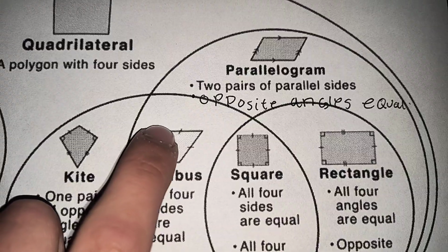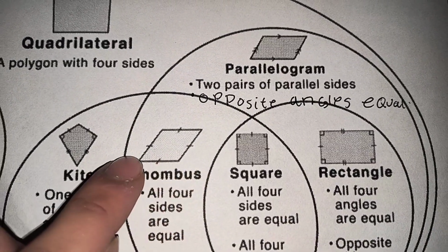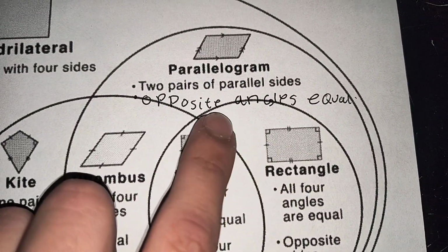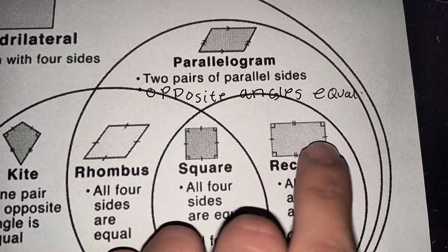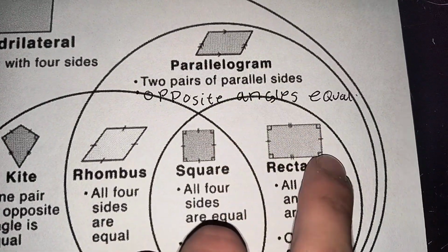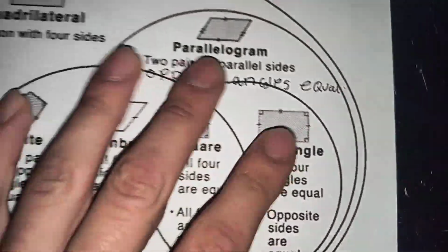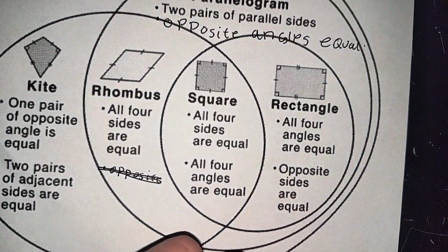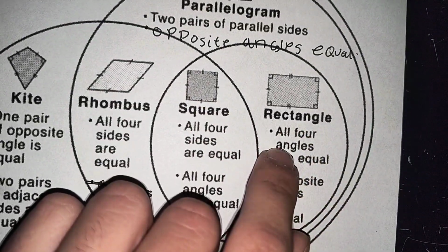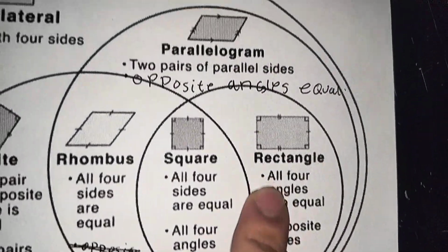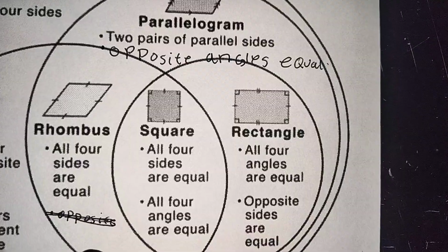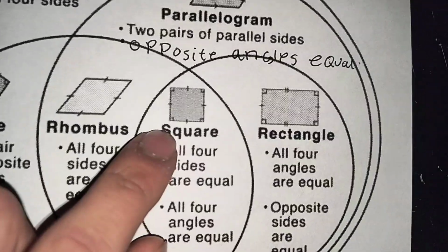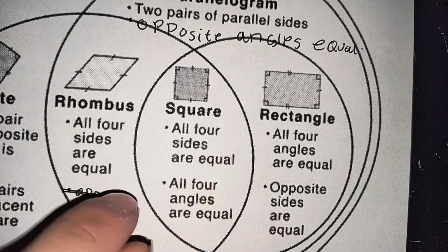This angle right here is equal to this angle down here, and this angle right here is equal to this angle up here. Same thing with this one. And then inside this parallelogram group, we have this rectangle and square circle. The rectangle circle says all four angles are equal and opposite sides are equal. And you have the square that says all four sides are equal and all four angles are equal.